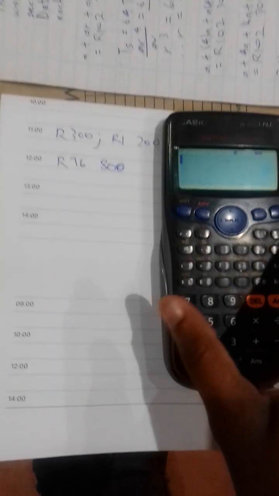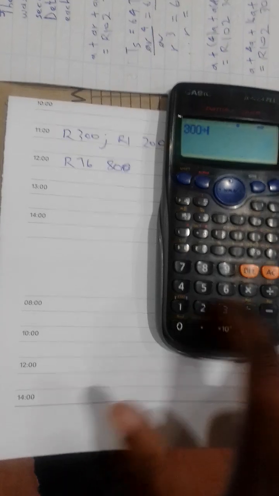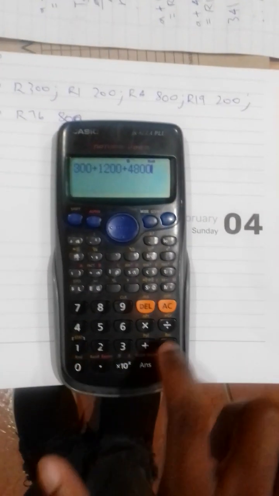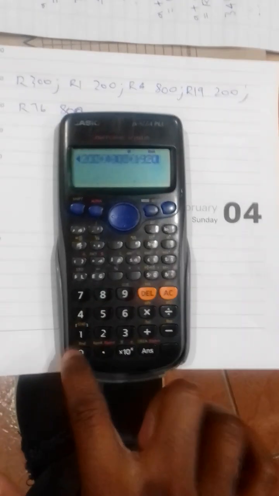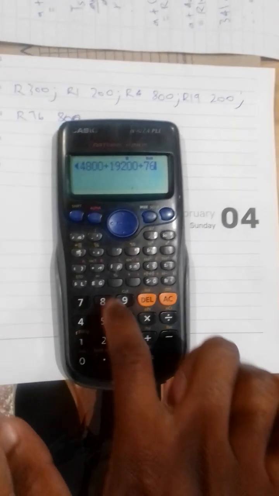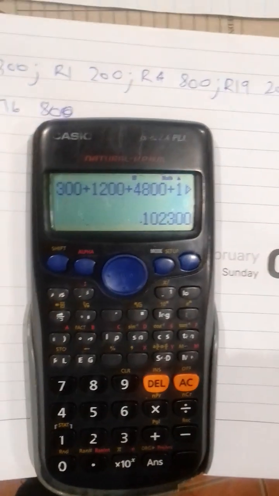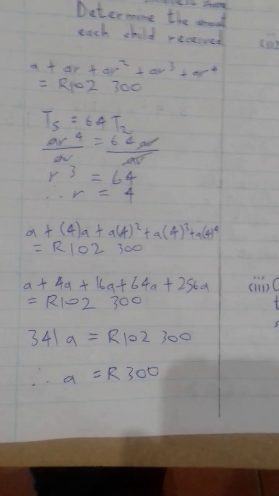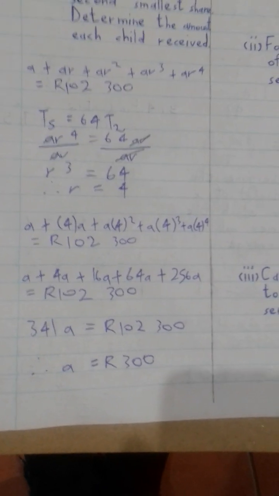Now let's see if we add 300 plus 1,200 plus 4,800 plus 19,200 plus 76,800. There it is, 102,300 rands. So we are correct. Okay, I know that it was a bit of a challenge and that it required you to apply yourself, but you need to make sense of the information that you were given and put it all into context.